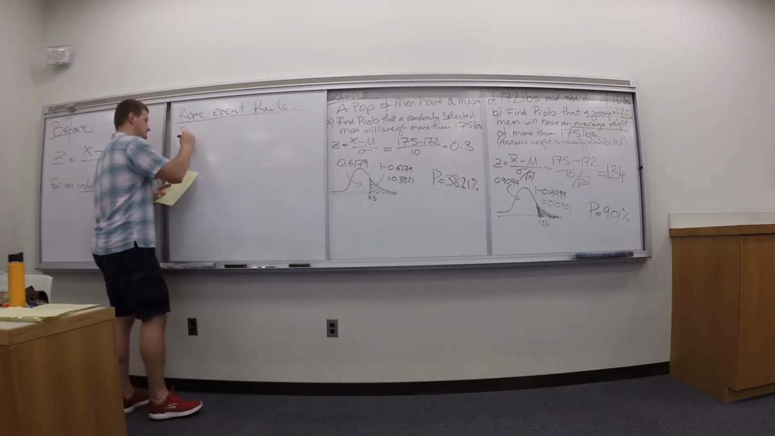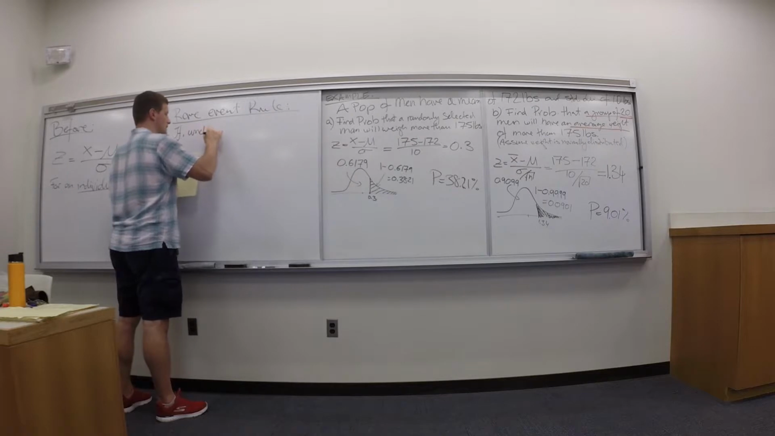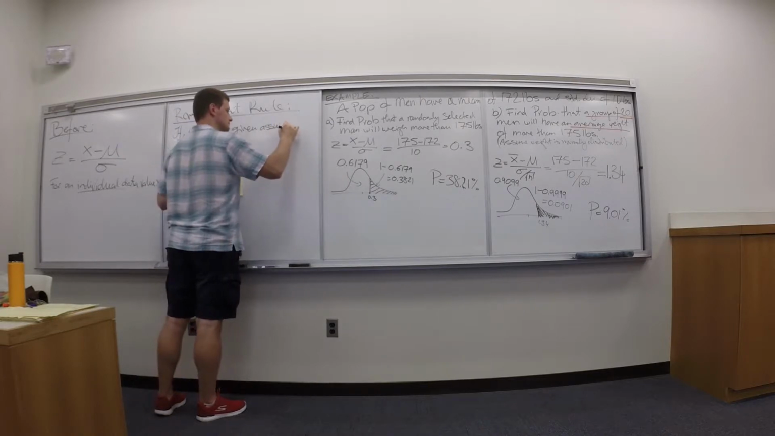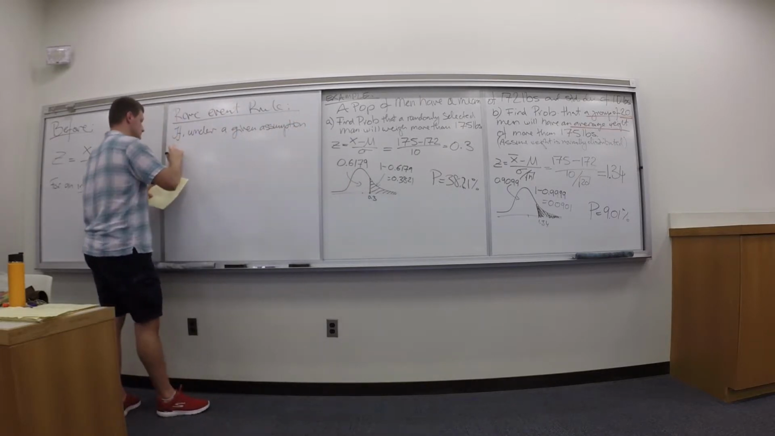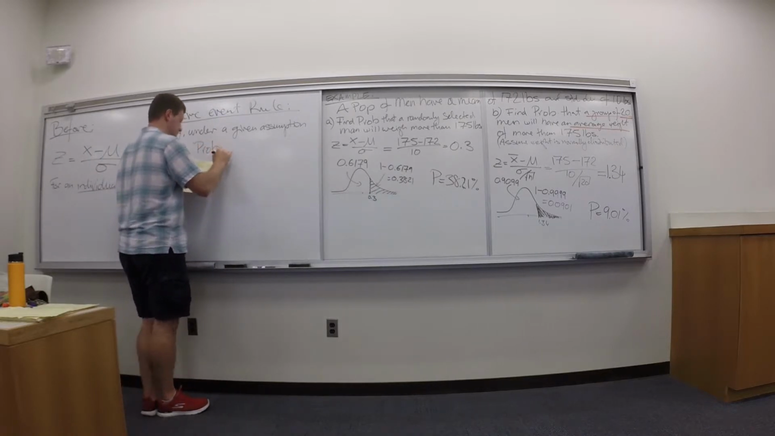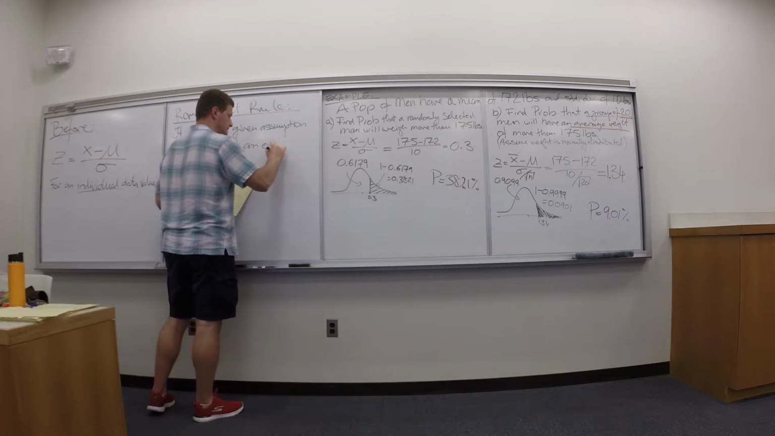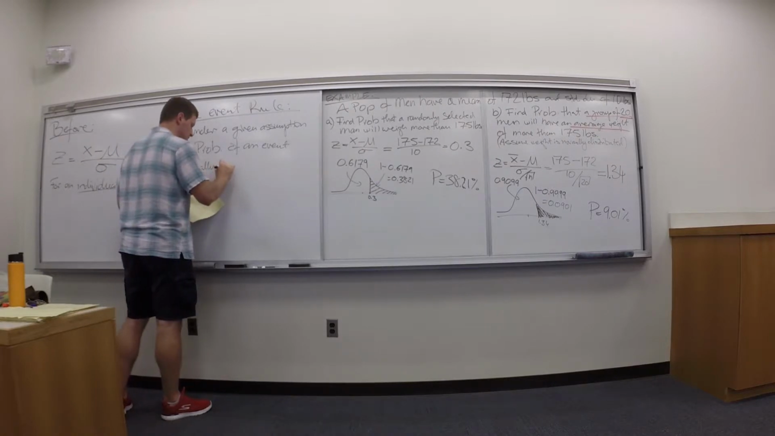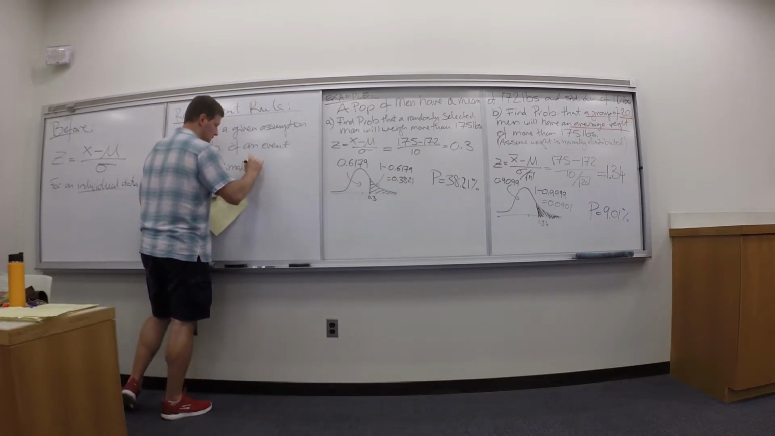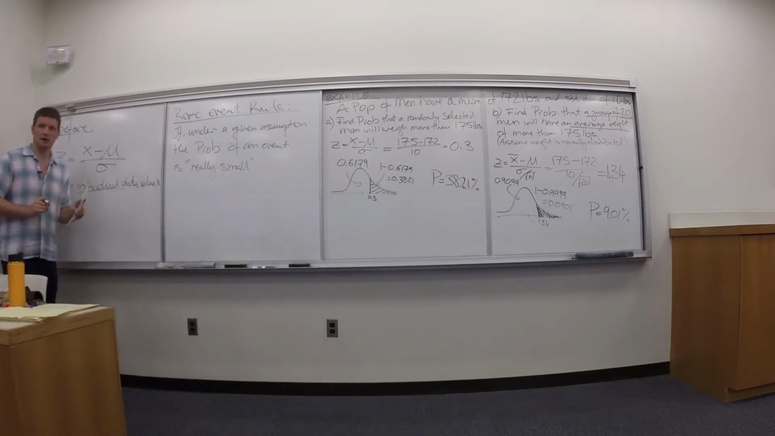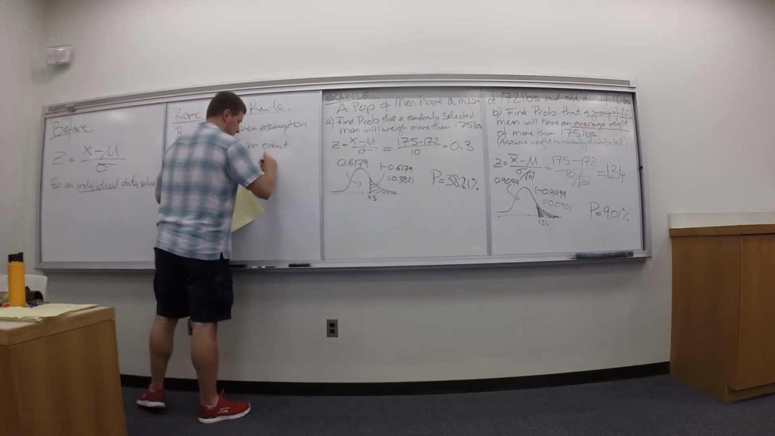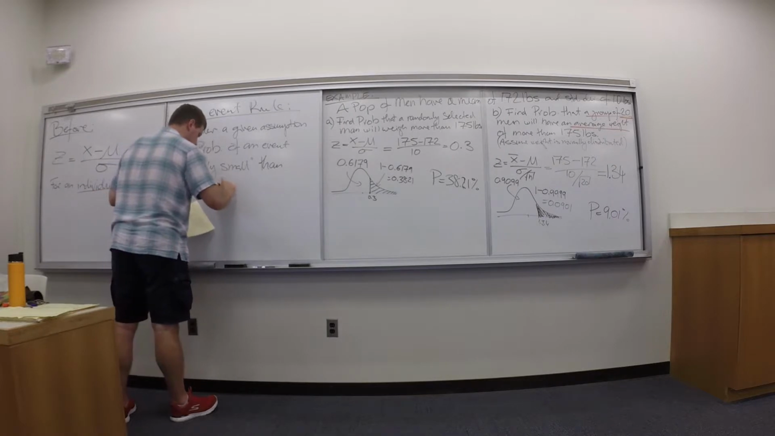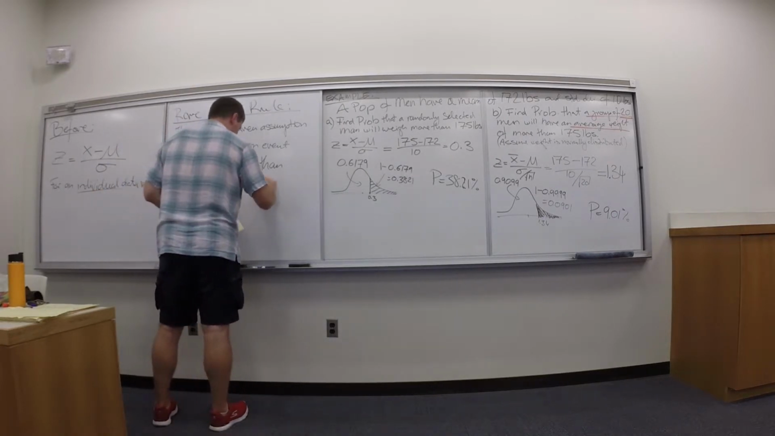It says if, under a given assumption, the probability of an event is really small, and we're going to try to define really small later in the lecture, then that assumption is probably wrong.